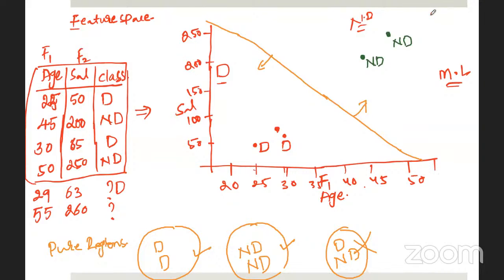Okay. Now, since this customer falls under the not default region, I'll say that this customer would not become a defaulter. Because of the pattern, the behavior of the customers who have this kind of age and salary, I would say, go ahead and issue the credit card or loan for this guy. So that's how we can predict for a new data point using this classification algorithm.